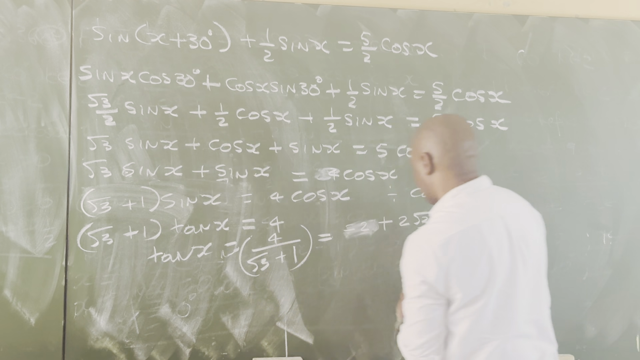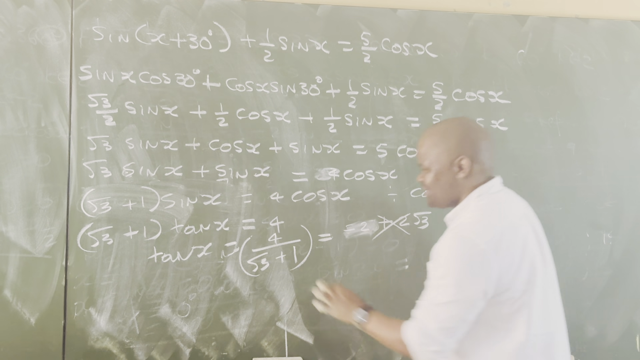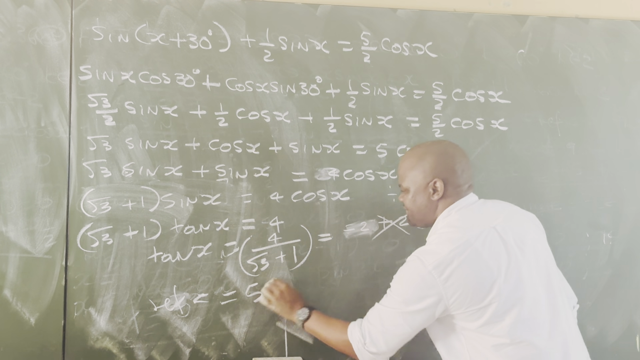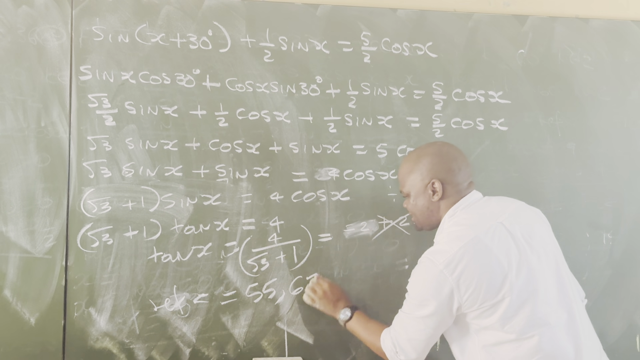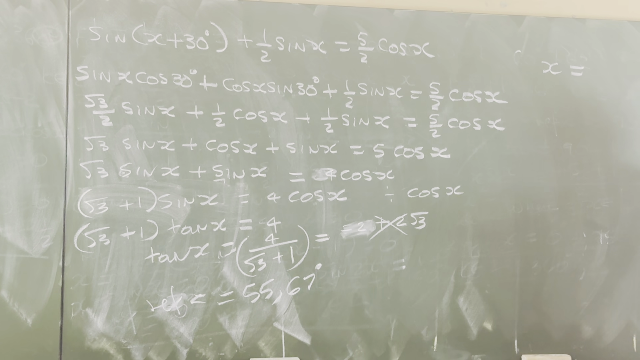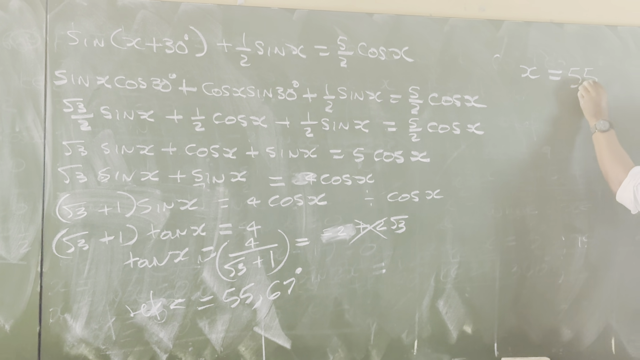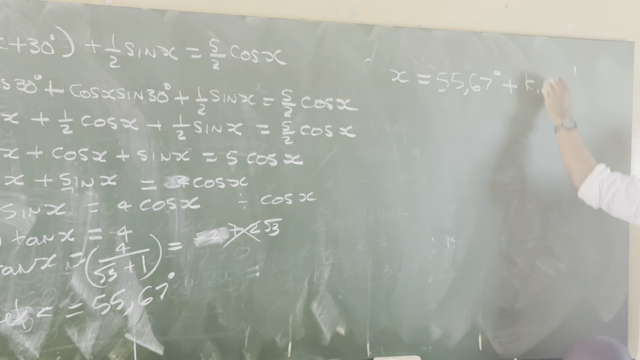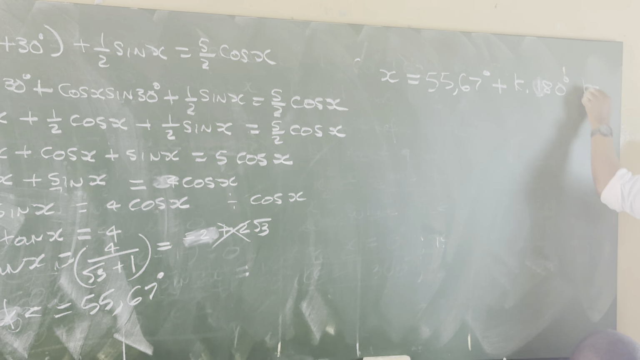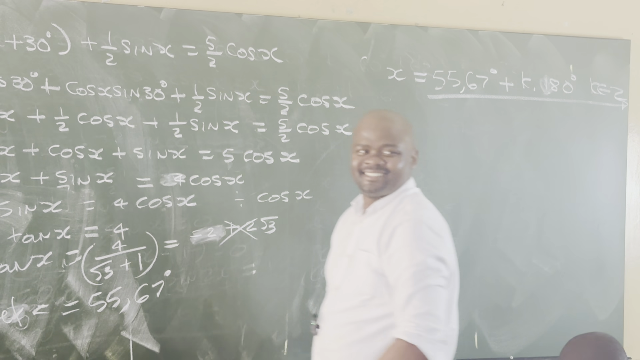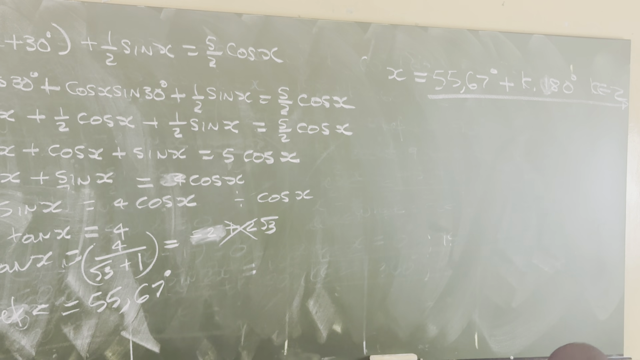All right, no problem. Okay, let's use this one. It's fine. So the reference angle is 55,67 degrees. Then let's go and find the solutions. The solutions will be x equals 55,67 plus k times 180, since we are dealing with tan, where k is an element of integers. Any questions? No questions.